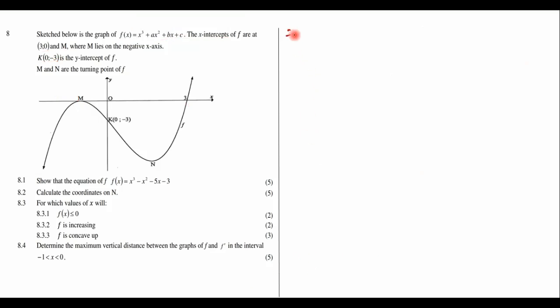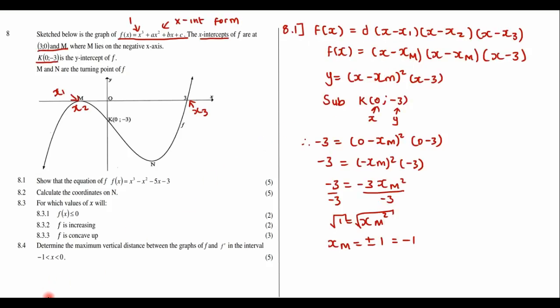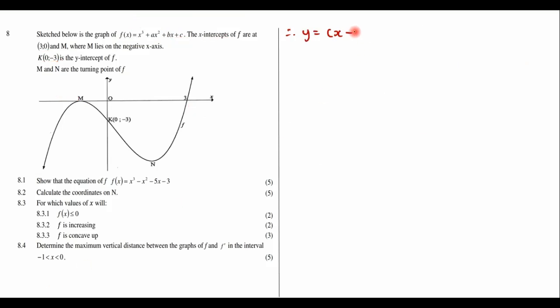So this means now our equation will be x minus, if you remember, we had xm squared there. So xm, I know now it is minus 1. So I'll square that, and then I'll have my x minus 3, and then this will be x plus 1 squared, x minus 3, and then this will definitely be x squared plus 2x plus 1 into x minus 3.